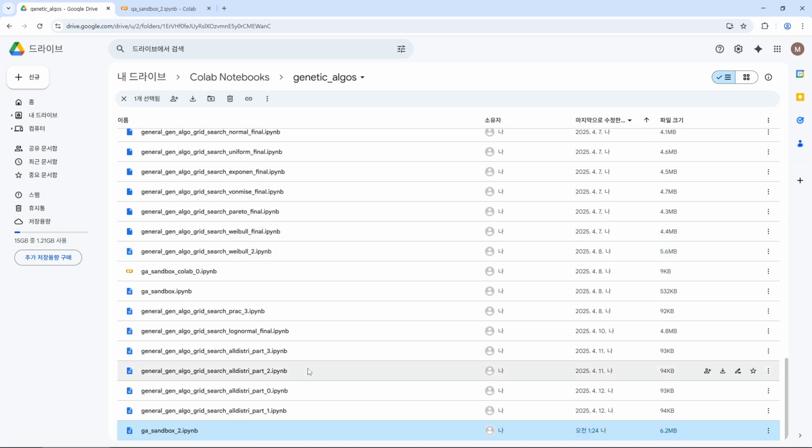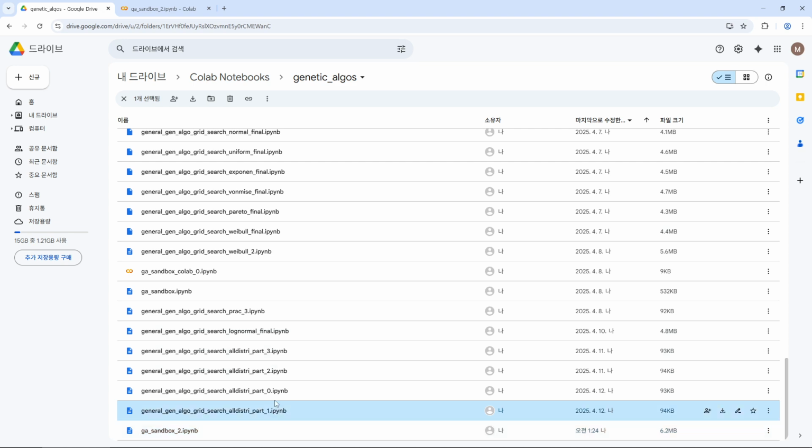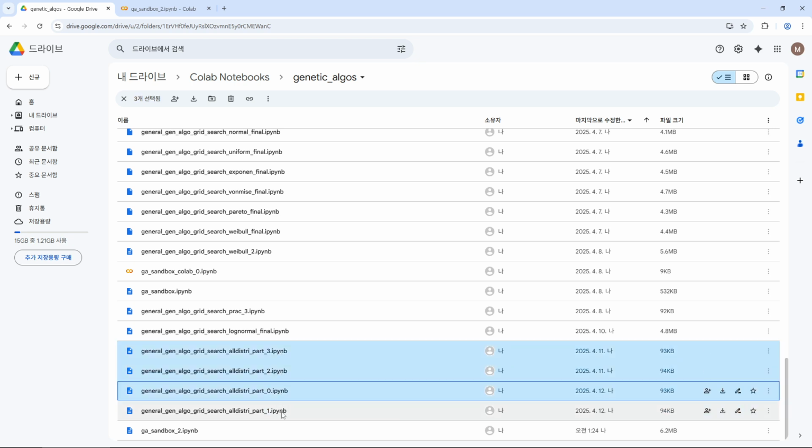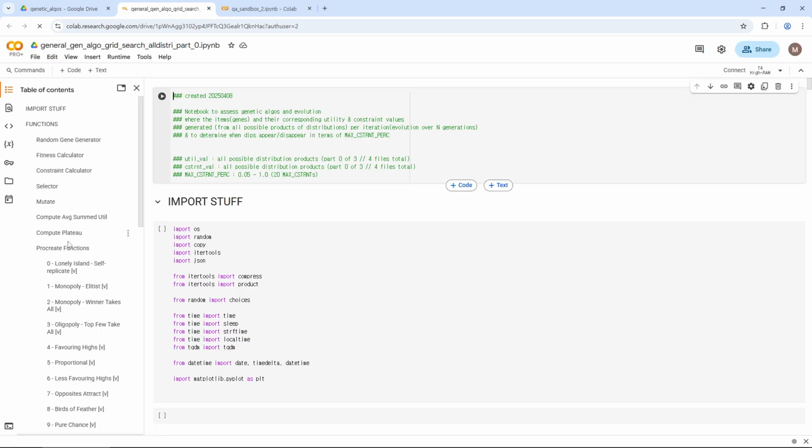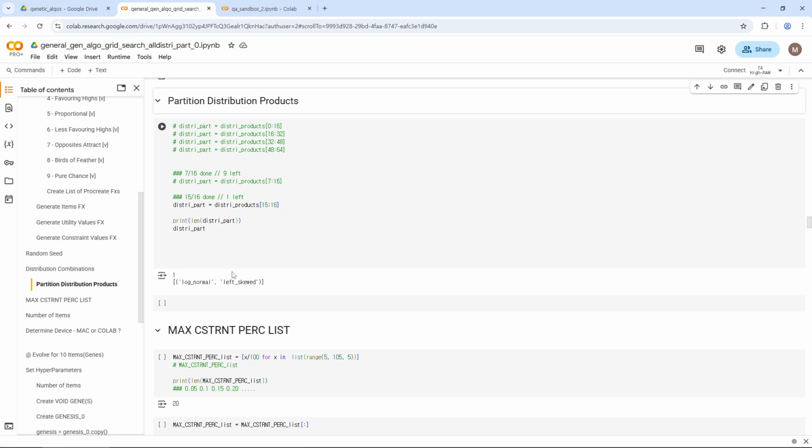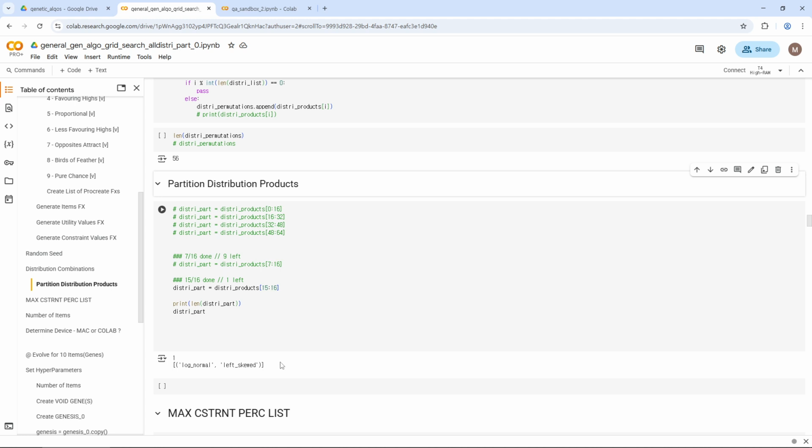I'll briefly show you the notebooks that I used to do all this. It's these 4 notebooks. Each one of these notebook files would have 16 different distribution products. You can see as it says here, 7 out of 16 done. Each one of these 4 files would have 16 distribution products, and they would be running simultaneously, all at the same time.